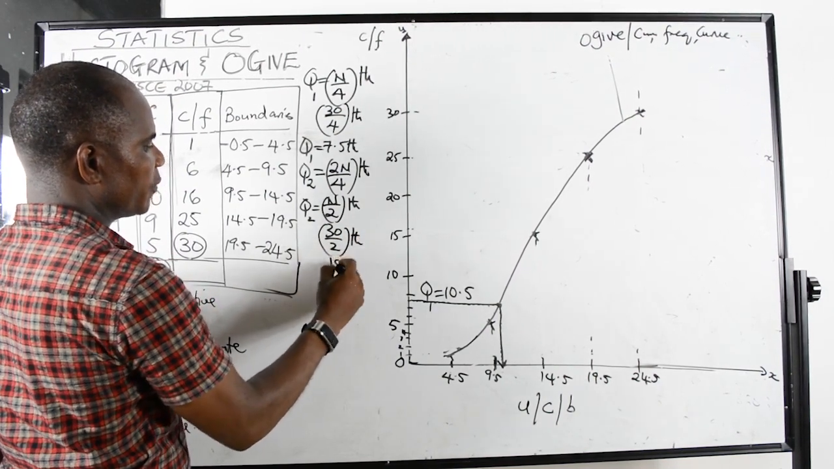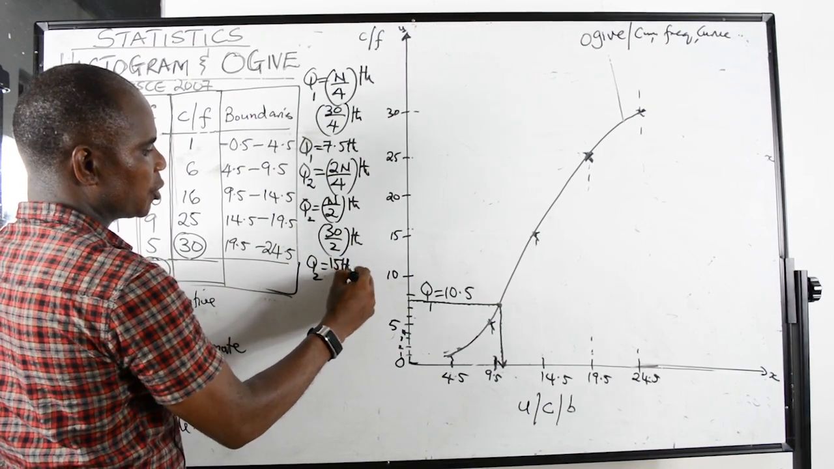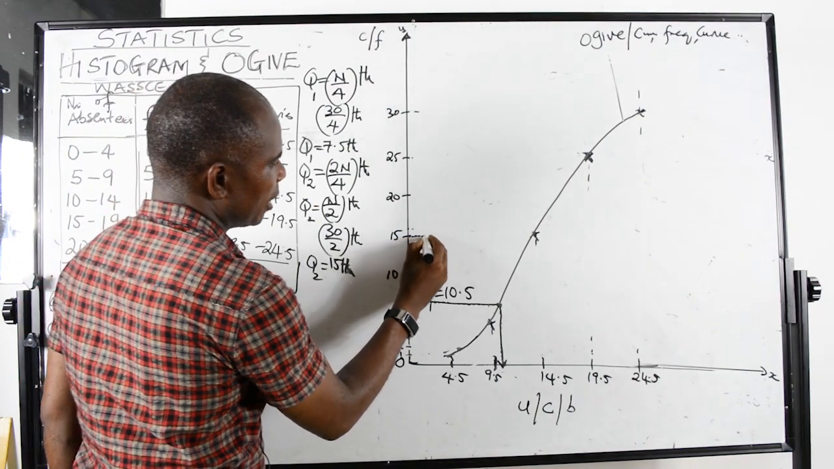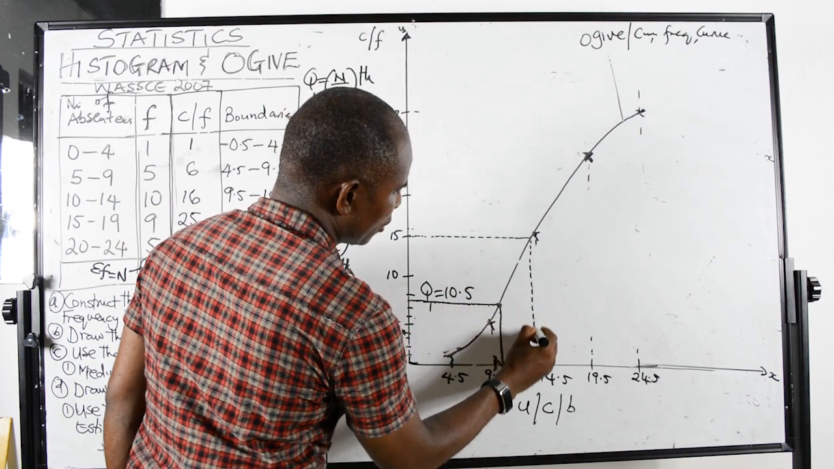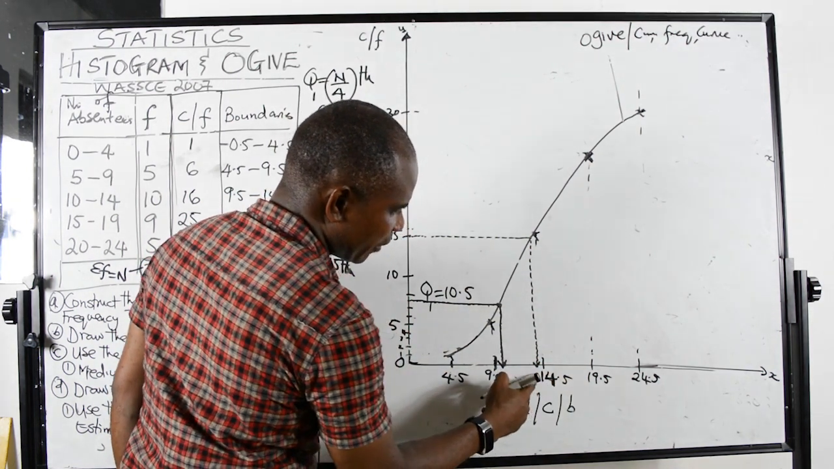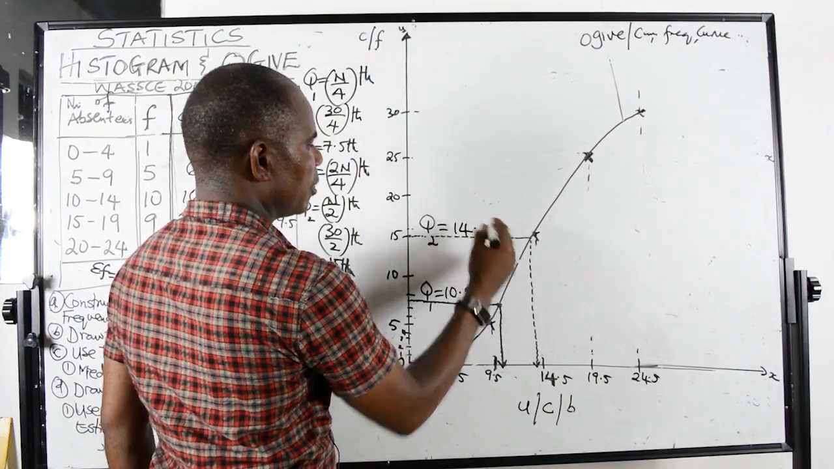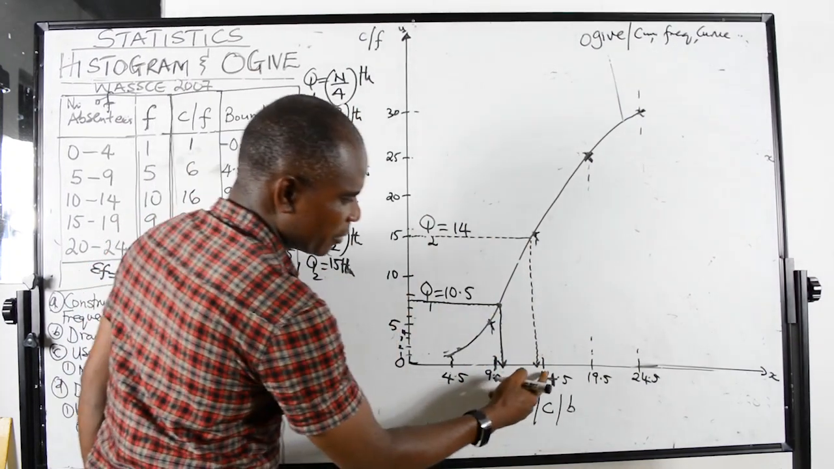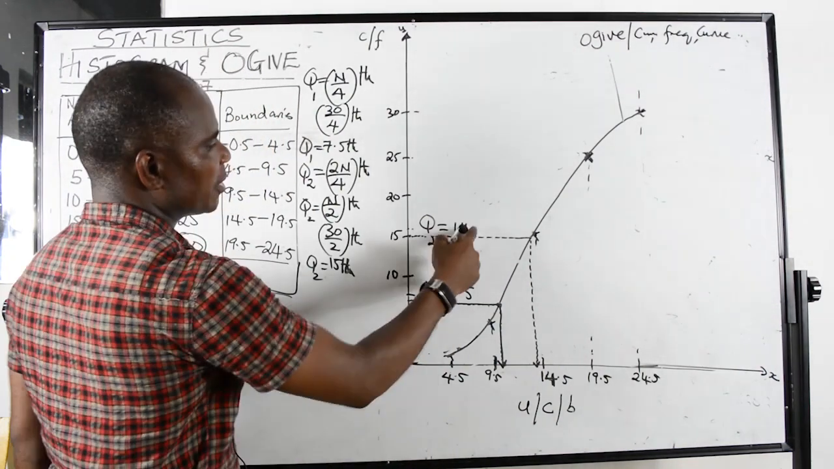So this is the 15th position. The 15th position is the second quartile. So I look for the 15th position. You take your ruler, go through this 15th position, and it drops down. Let's say somewhere here, just before 14.5. Let's say the second quartile is given by 14. Maybe this is 14.5, maybe that is 14 or 13.5. So I got 14 there, middle.